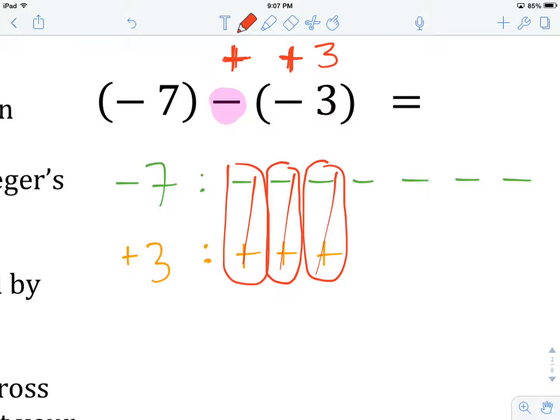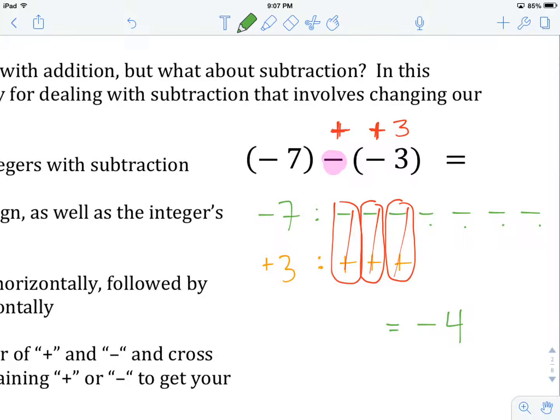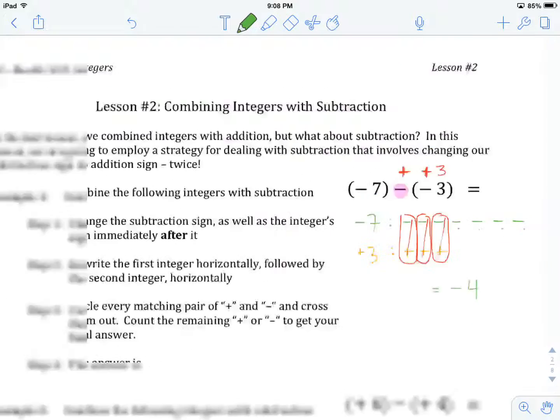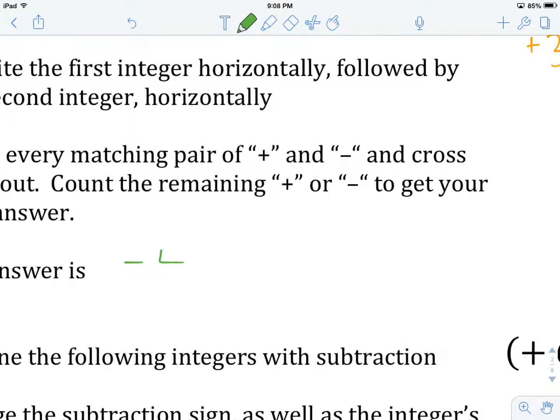Let's see what remains. We're just going to count up. What we have left are minuses. And how many of them? 1, 2, 3, and 4 of them. That is our answer. -7 minus -3, which we changed to -7 plus +3, yields an answer of -4. I'll put this in here where it says the answer is -4.